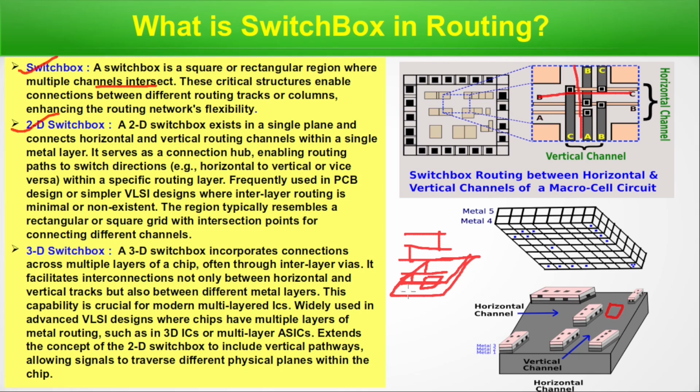I said it's like a junction. It serves as a connection hub, enabling routing paths to switch directions, that is horizontal to vertical or vice versa, within a specific routing layer. In a specific routing layer means in a specific metal layer or a specific plane. Frequently used in PCB design or simpler VLSI design where interlayer routing is minimal or non-existent. The region typically resembles a rectangular or square grid with intersection points for connecting different channels.